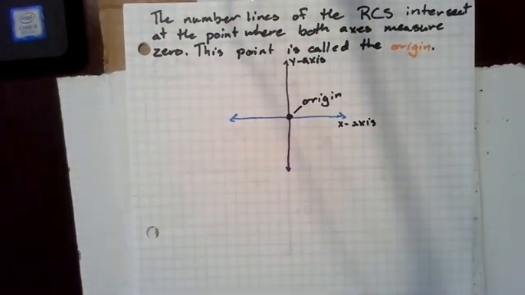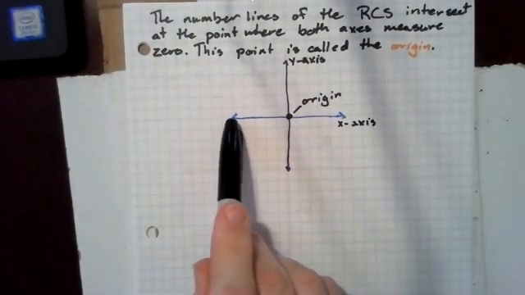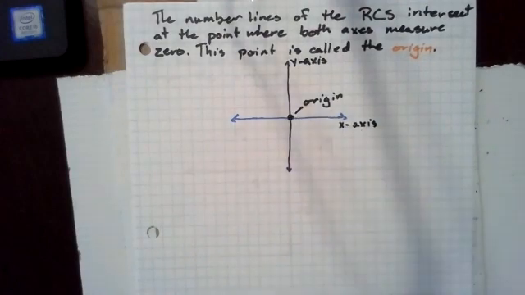The number lines of the RCS intersect at the point where both axes measure 0. This point is called the origin, and here is a basic rectangular coordinate system. It's got the vertical y-axis, the horizontal x-axis, and the center point here where the axes intersect is called the origin.